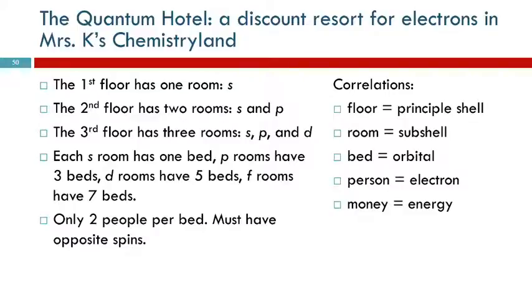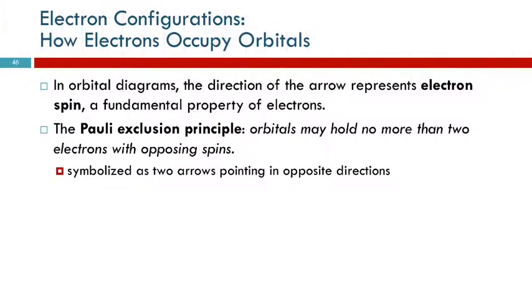And in the hotel, if you stay on the 4th floor, they're going to charge you more than if you stay on the 1st floor. So money equates to energy. So higher energy, higher floor in the hotel. So an electron that's on the 4th level is going to be higher in energy than one on the 2nd level. Okay? So let's go back here to where we were.